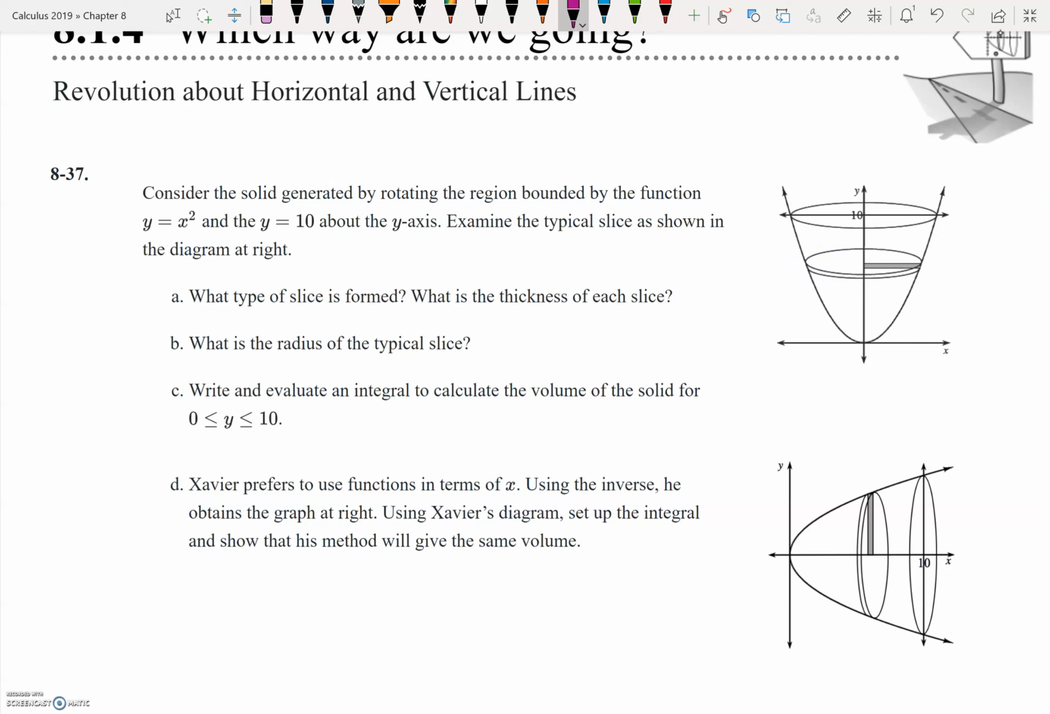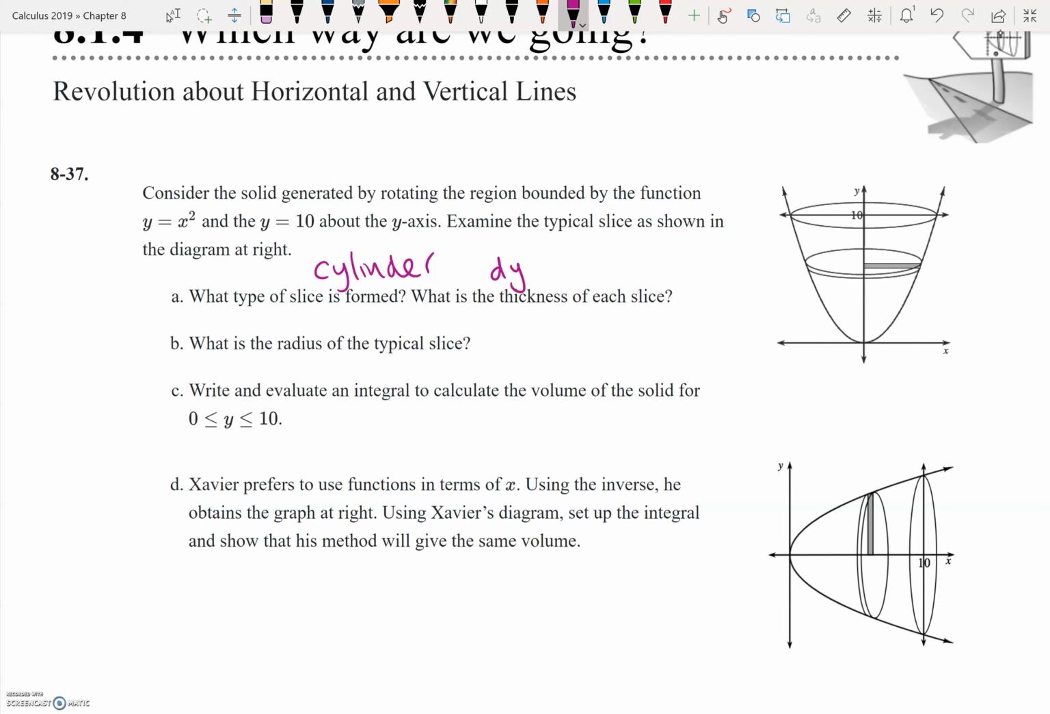And what is the thickness of each slice? So what's a disk? It's a cylinder with a height, and so the thickness of each of them is going to be dy, because our cylinder now is going to be how much y changes. That's going to be our height. So this is a cylinder, and our height is going to be dy, which is how much y changes.